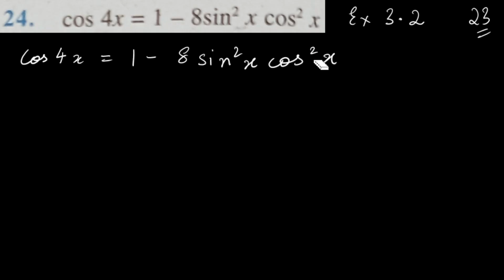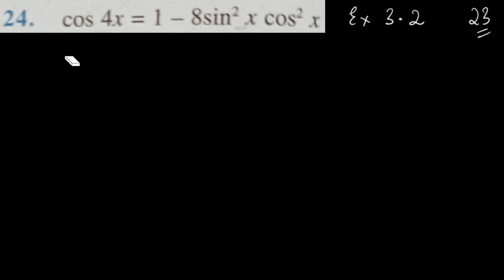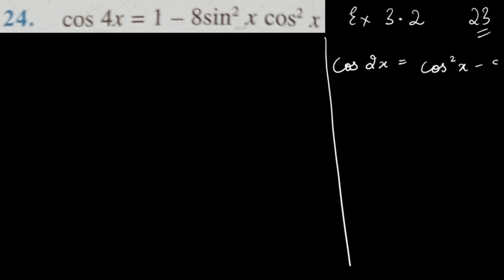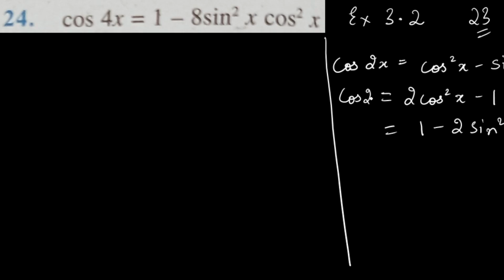So before I do this question, I'll just do a recap of the cos double angle formulas. So here I am going to write cos 2x equals cos square x minus sine square x. It can also be written as 2 cos square x minus 1, or 1 minus 2 sine square x. This is also equal to cos 2x. Now we have to figure out which form we have to use.